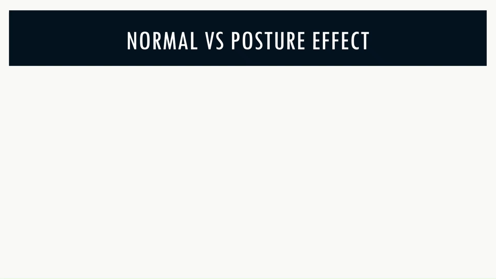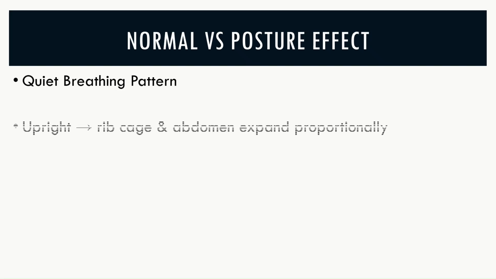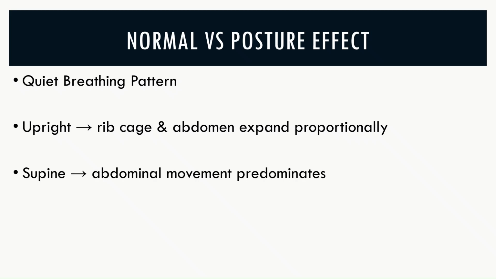Normal versus postural effect on quiet breathing pattern. In the upright position, ribcage and abdominal expansion occurs proportionally along the relaxation line. In the supine position, abdominal movement becomes dominant due to altered pressure mechanics and diaphragm position.